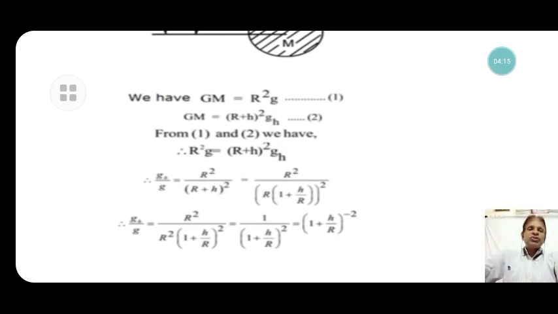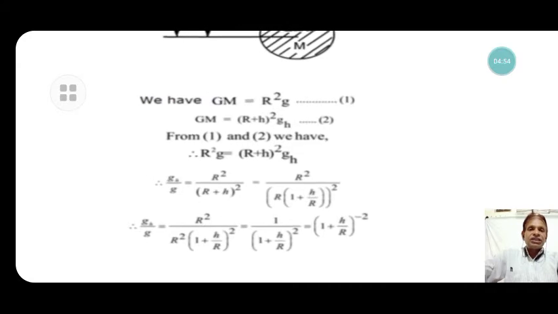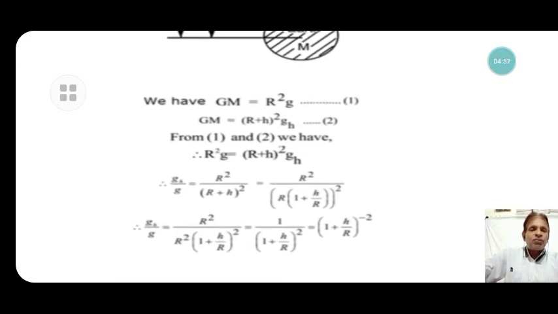Now if we take R common from the denominator, we get R into (1 plus h by R) square. Now R square and R square cancel. We get g_h by g, where g_h is the acceleration above the earth and g is the acceleration at the surface. We have compared how the acceleration due to gravity changes due to the location at a height of h. Now g_h by g is equal to 1 plus h by R.